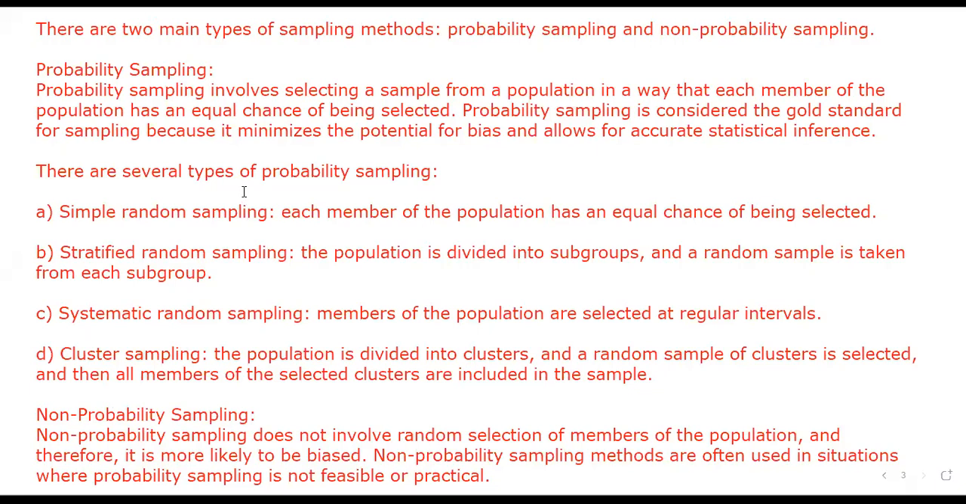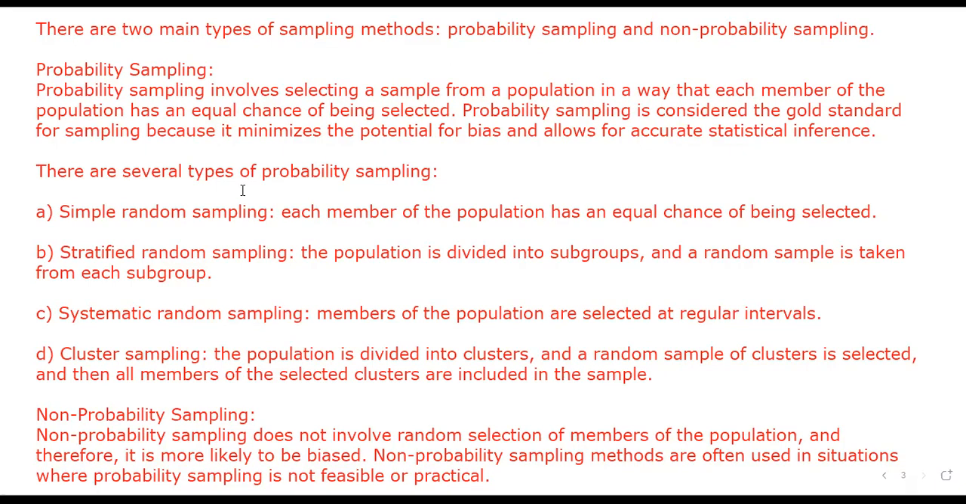Okay, so I was saying there are two types of sampling methods. There's probability and non-probability methods. So when we're dealing with probability sampling, we're looking at a process that involves selecting a sample in a way that each member has an equal chance of being selected. So probability sampling is considered a standard method that negates bias. It allows each sample to have an equal chance. So under probability sampling methods, we have several.